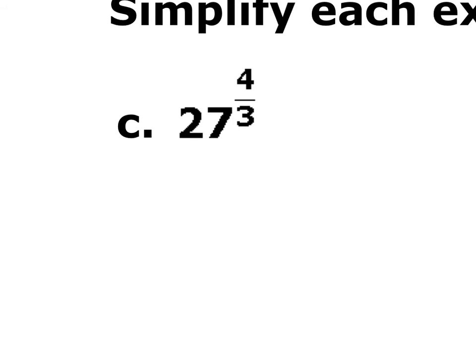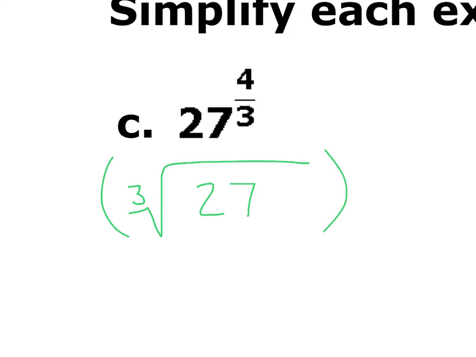Okay, next one. What do we do first here? Put the 3 on the outside. So we have the cubed root of 27. And then what do we do with the 4? Perfect. So we have the cubed root of 27 to the 4th power.